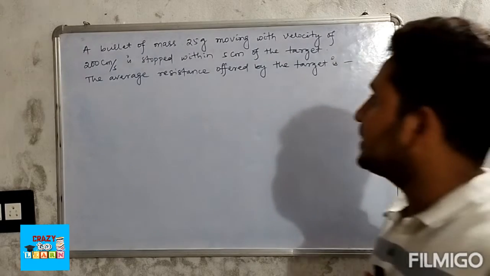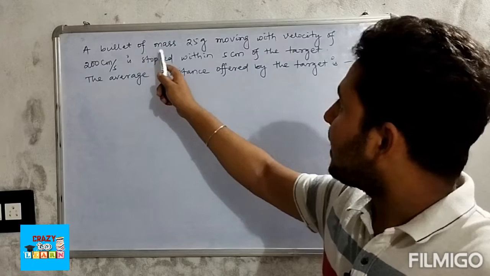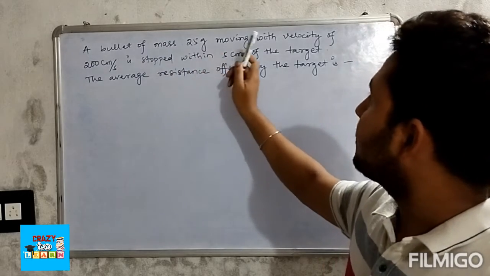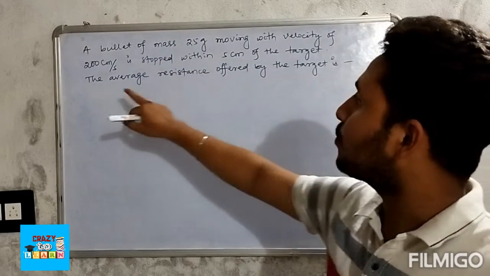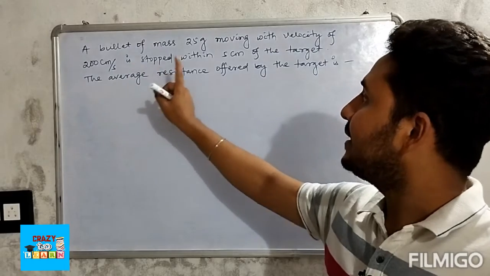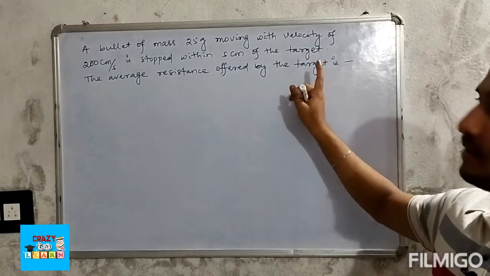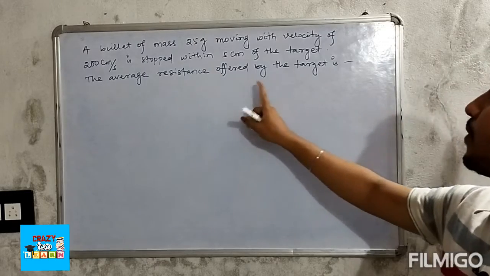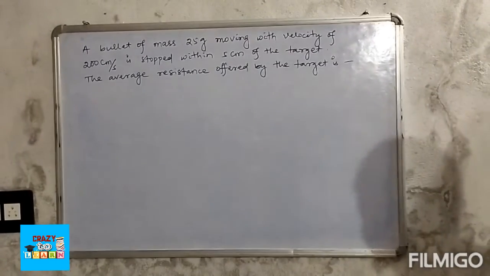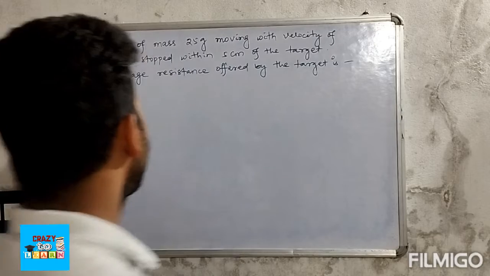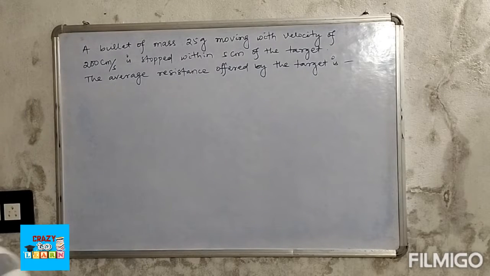Our next question is, a bullet of mass 25 gram moving with velocity of 200 cm per second is stopped within 5 cm of the target. The average resistance offered by the target is. So to solve this problem, first note down the given things. What is given to you?